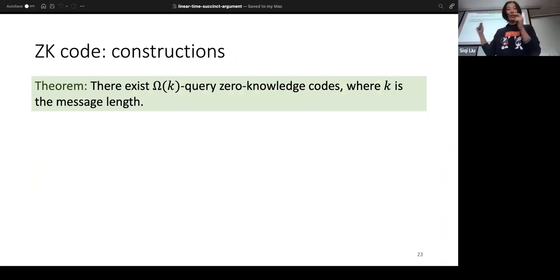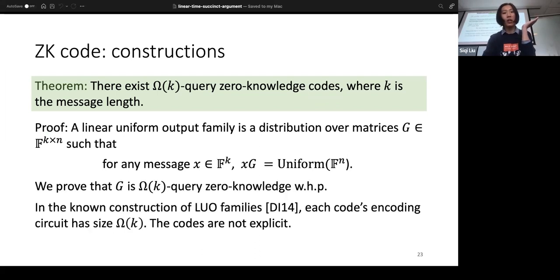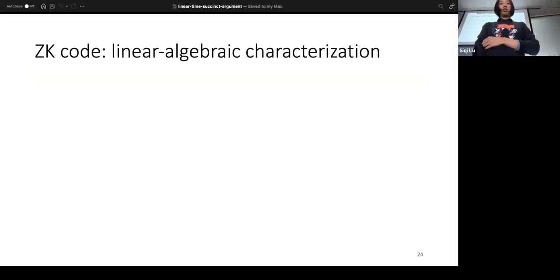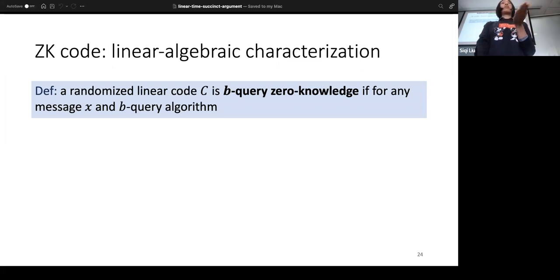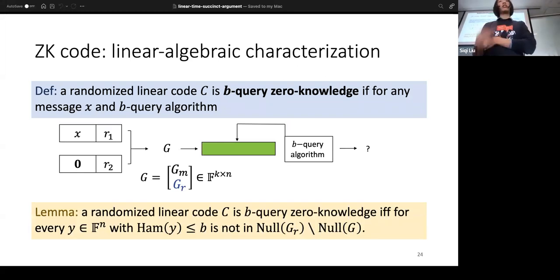One thing is that there do exist zero knowledge codes with a linear number of queries, where reading a linear number of the entries, you learn nothing about the underlying codeword. The construction is based on what's called a linear uniform output family. This is not explicit, so it's still very interesting to me, at least, whether we can give an explicit construction for such codes. And there's also some linear algebraic characterization of zero knowledge codes, but I really don't have time to touch on that. If any of you are interested, we can talk about it offline. I think it's a pretty interesting characterization. It seems to be connected to certain ways people are constructing locally testable codes nowadays.